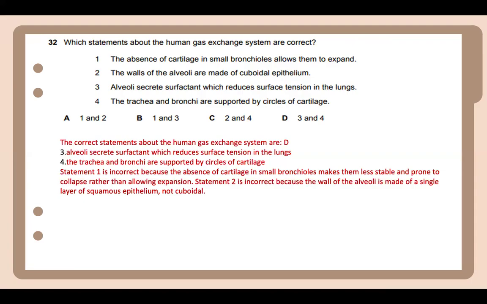Statement 1 is incorrect because the absence of cartilage in small bronchi makes them less stable and prone to collapse rather than allowing expansion. Statement 2 is also incorrect because the wall of the alveoli is made of a single layer of squamous epithelium, not cuboidal.